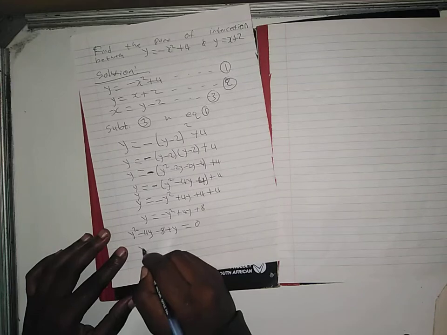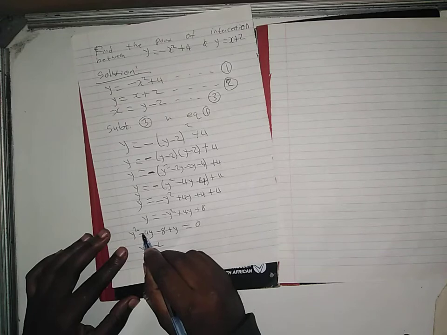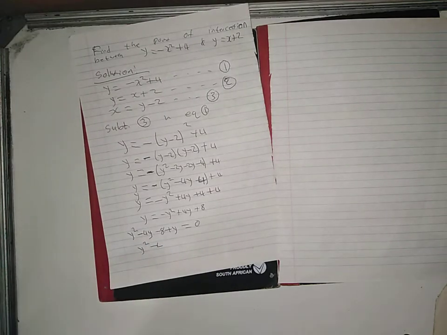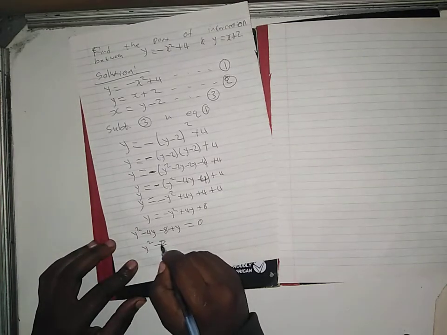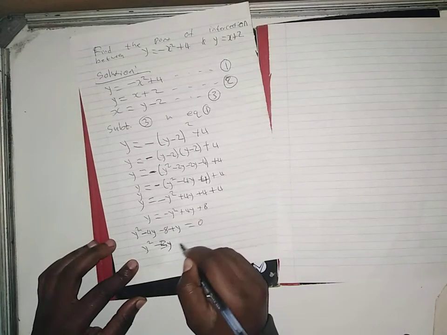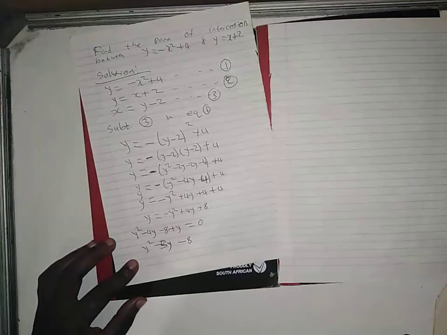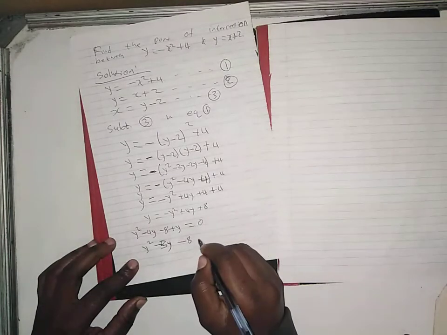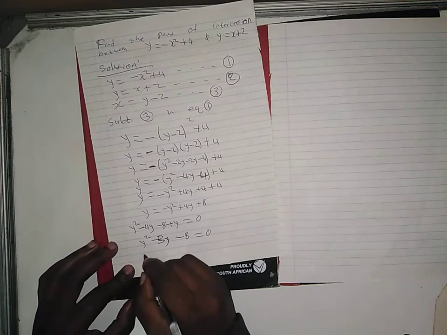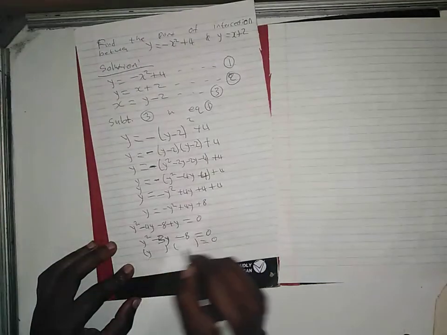Okay, and then you end up with y squared minus 4y plus y, then you get minus 3y, and then minus 8, is equal to 0. All right, and then you just solve for y equal to 0. You've got y here, you've got y here.